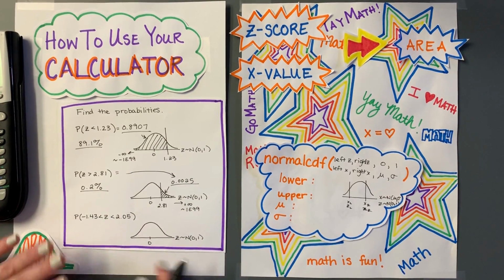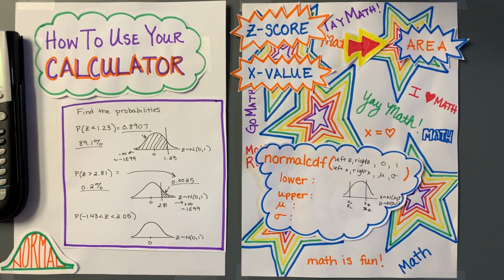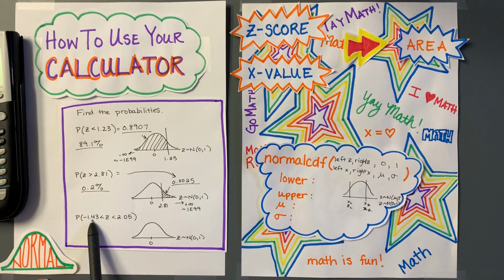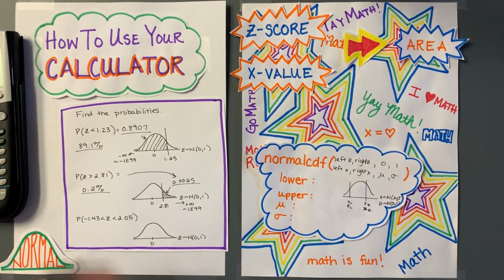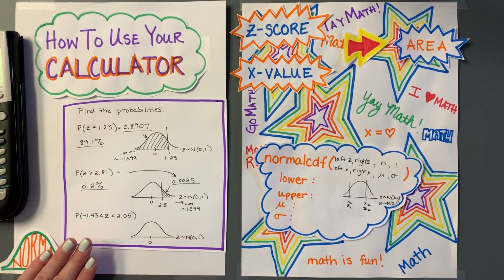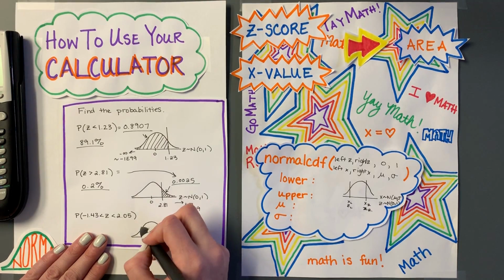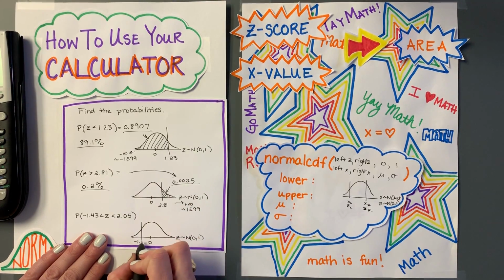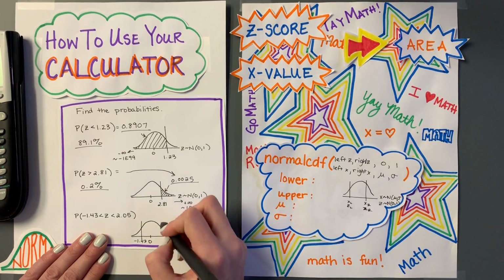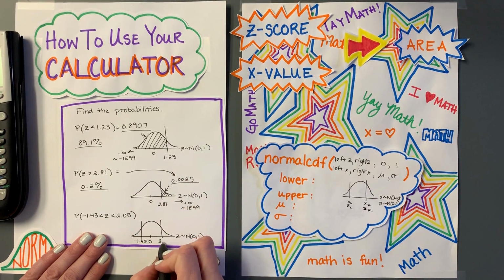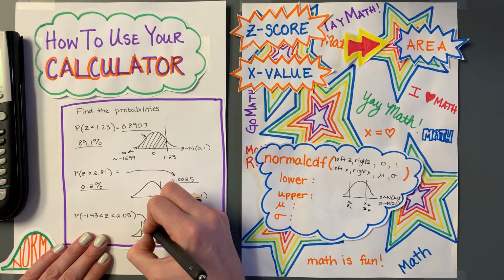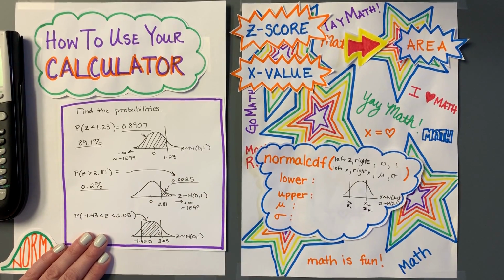Now, this question down here would have been a little bit trickier with a table. We would have needed to find the area to the left of this, the area to the left of this, and then subtracted them. Much more straightforward and simple here. So we are going to draw negative 1.43, and we are going to draw 2.05, and we are going to shade. So we're looking for that area.